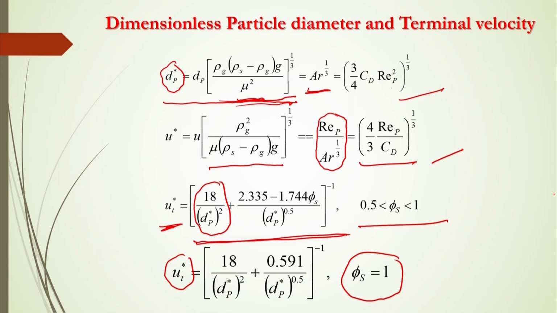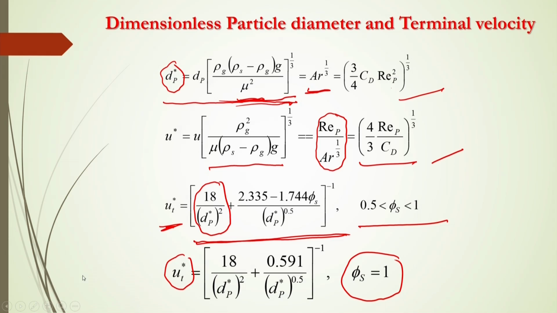So, here it is important to know what the terminal velocity is in its dimensionless form, and what the particle diameter is in its dimensionless form. This will actually be used later on for a different aspect.